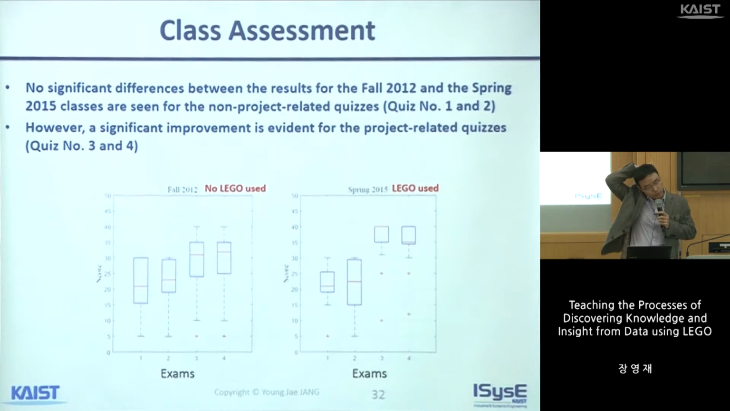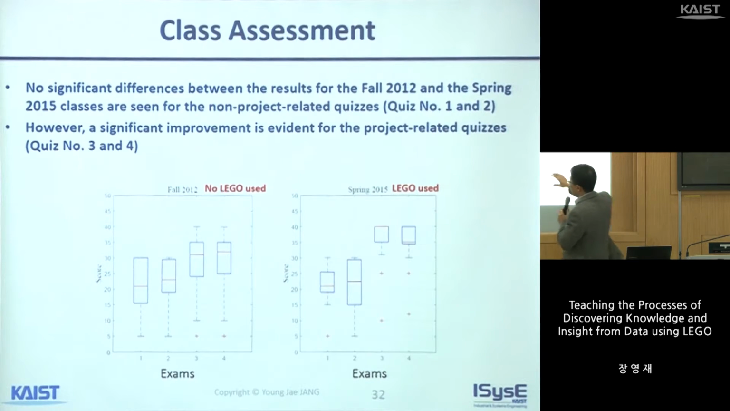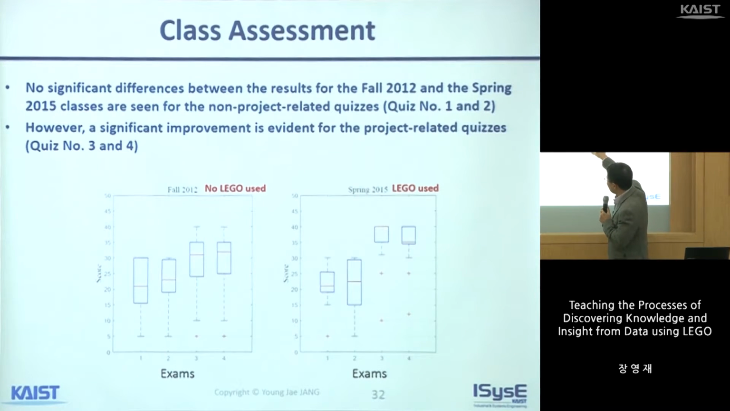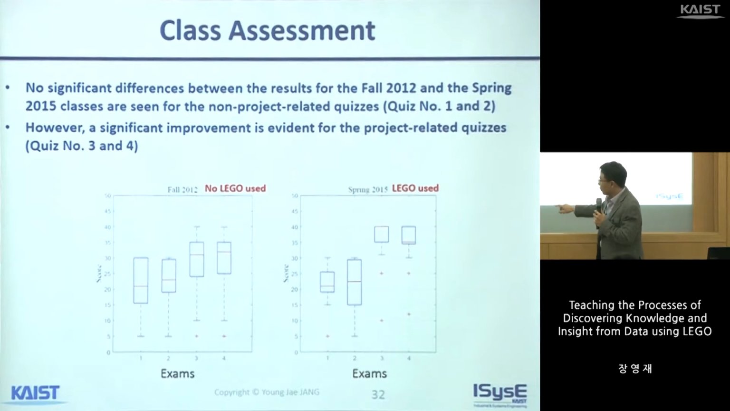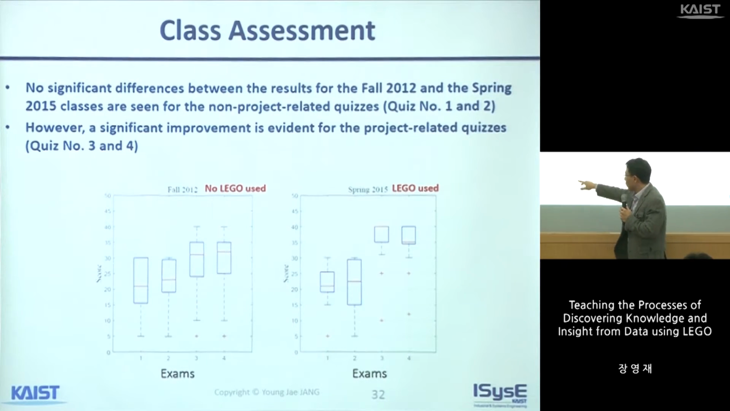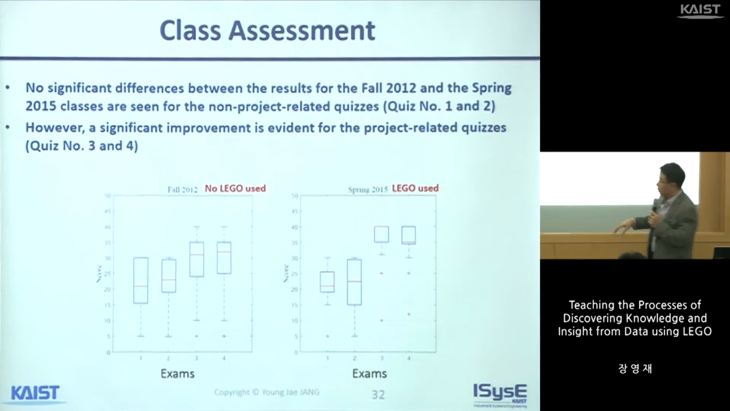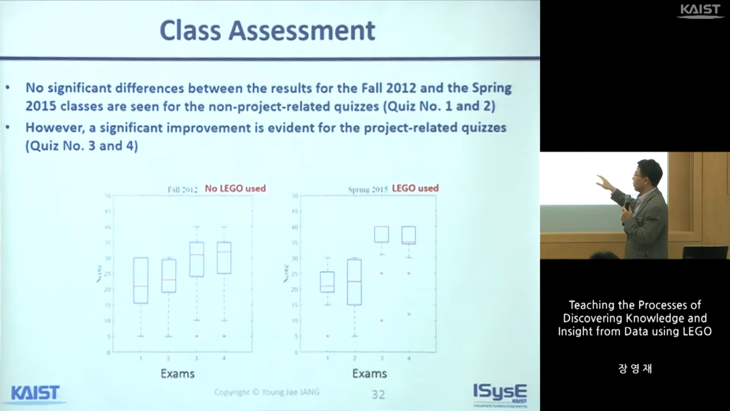I've been using this in 2015 and 2016, and here is the class assessment. I taught this class in 2012. At that time, I didn't use Lego, and 2015 was the first year I fully deployed the Lego manufacturing systems in the classroom. I usually give 4 exams. The first 2 exams have nothing to do with Lego. As you can see, those 2 exam scores are pretty similar, which means the knowledge level of the students is pretty similar.